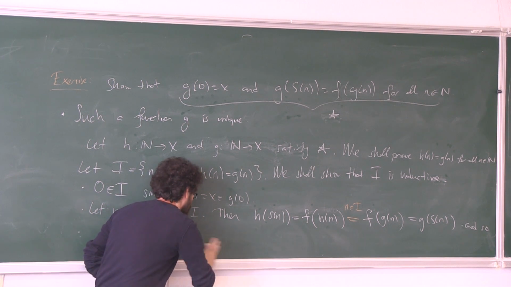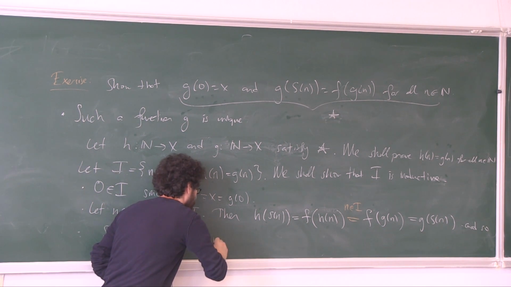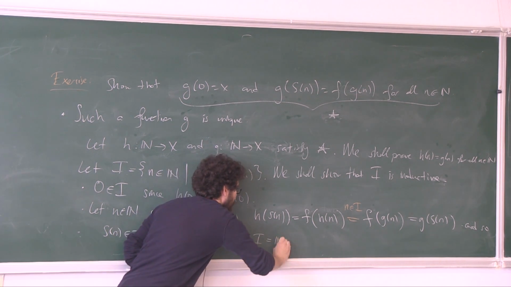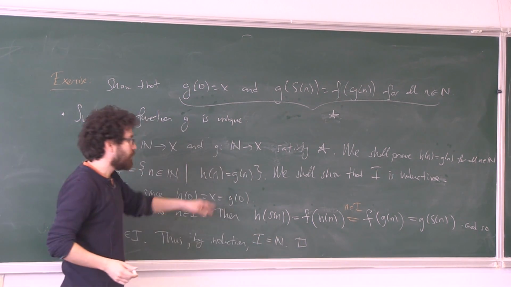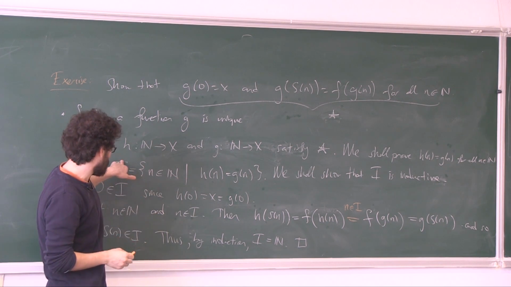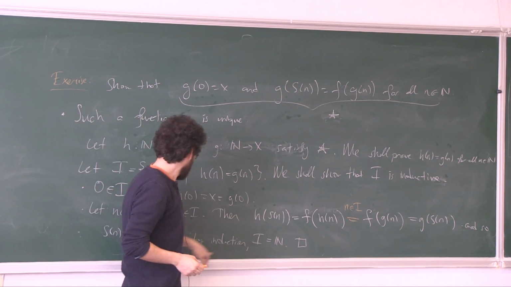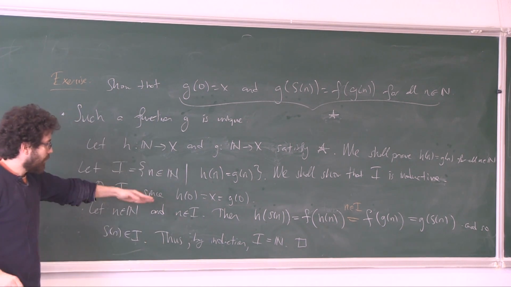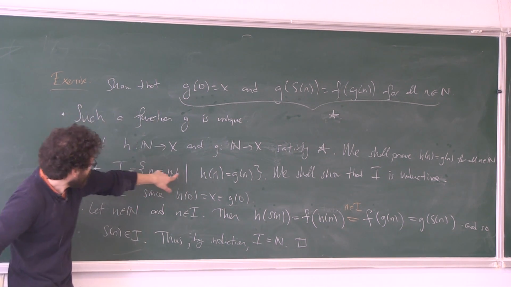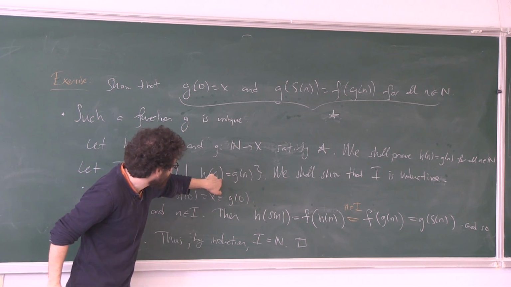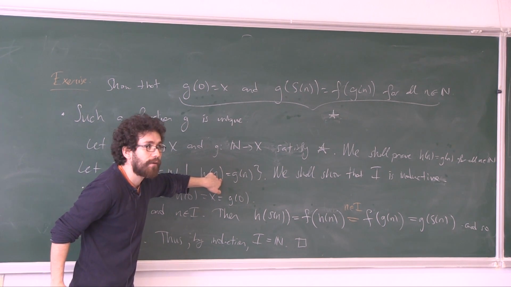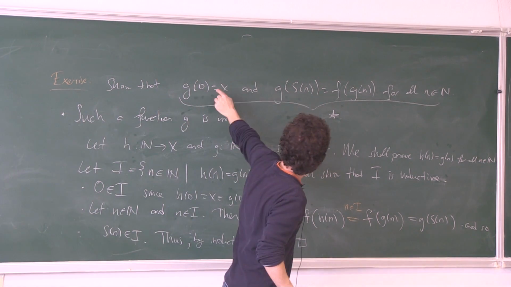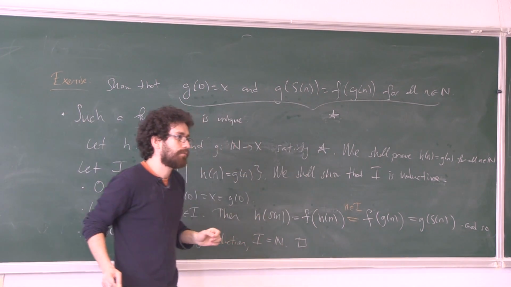Thus, by induction, I equals n. So this is an inductive set. 0 is inside. Whenever n is inside, its successor is inside. So this is all of n. Therefore, for all natural numbers, h of n equals g of n. So such a function satisfying the property star is unique.